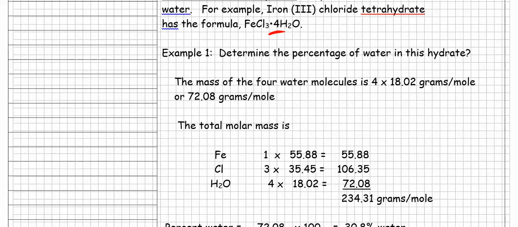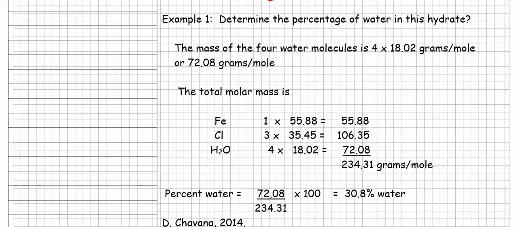72.08 grams per mole. Now the total molar mass for the whole thing is iron, and there's 1 of those, right? And chlorine, there's 3 of those, FeCl3. And then water, and there's 4 of those, we know that. So when we add those all up, what we get is 234.31 grams per mole. So that's the whole thing.